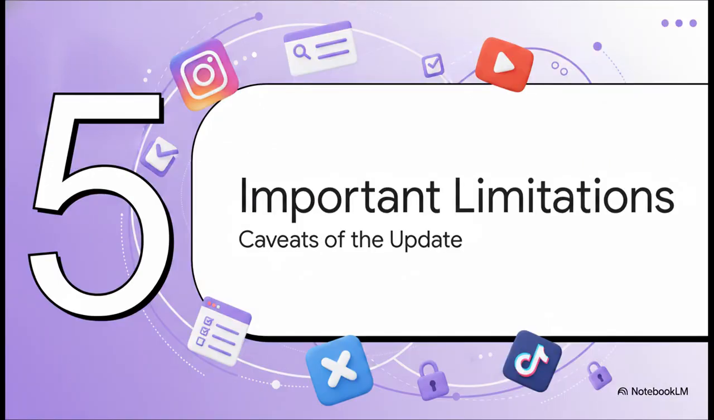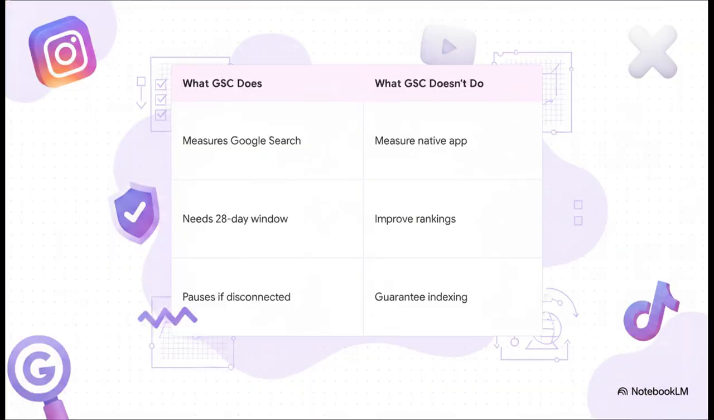Section 5. Important limitations to remember and the caveats of the update. Now, before you run and pitch this exciting new capability to your team or your clients, we need to be crystal clear about a few things. Adding these properties does not magically make Google favor your content, and it definitely does not guarantee indexing. It is entirely a measurement tool, pure and simple.